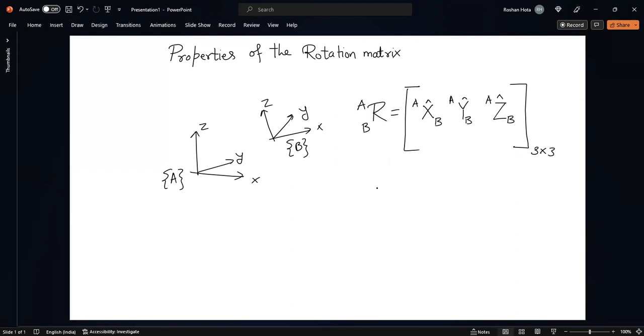From this very interpretation of the rotation matrix, I can understand that there are certain conditions on the columns of the rotation matrix. The first condition is every column is a unit vector. The second condition is that the columns are orthogonal, right? So a rotation matrix is an orthogonal matrix. This is the first fact.